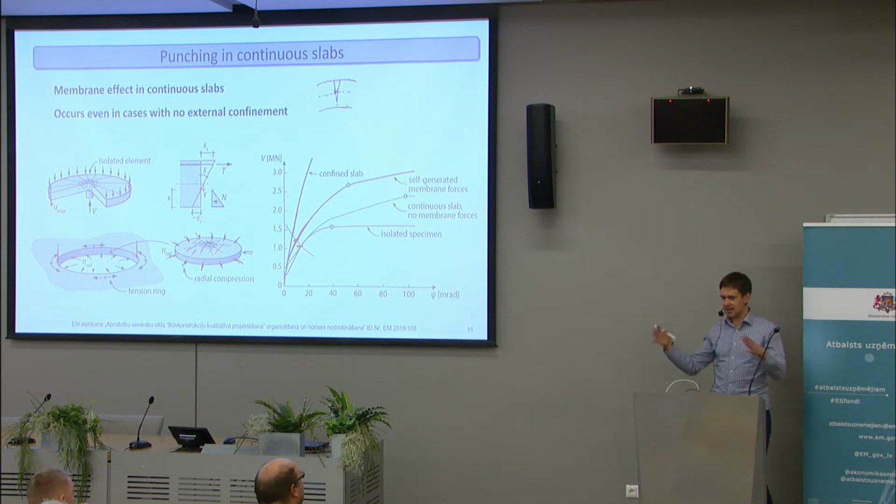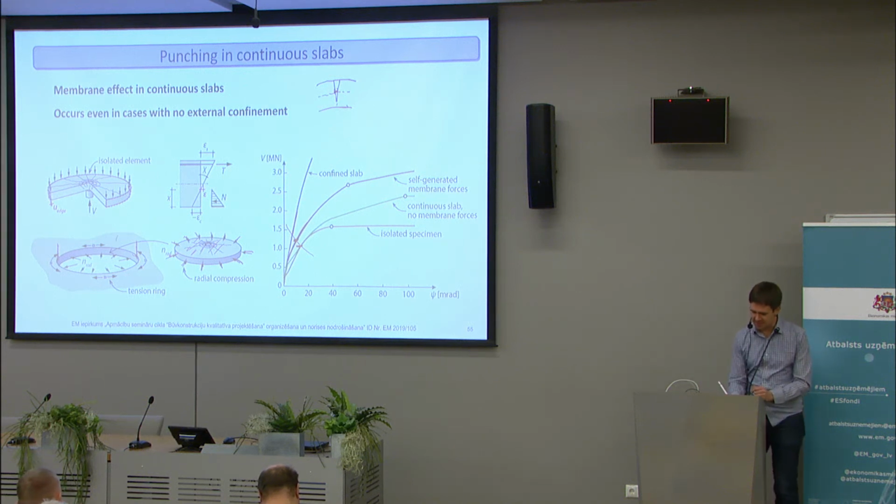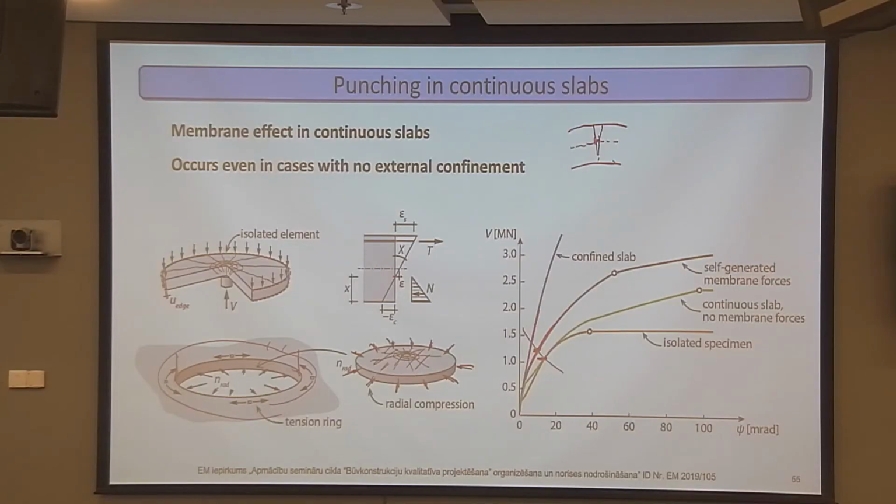walls or anything apart from the slab itself, because already this part of the slab that is around the hogging moment area, because it's not cracked, will provide quite a lot of stiffness against this expansion. And like these curves here, this one shows the so-called self-confined slab with self-generated membrane forces. That's by the slab parts that are outside of the hogging moment area.